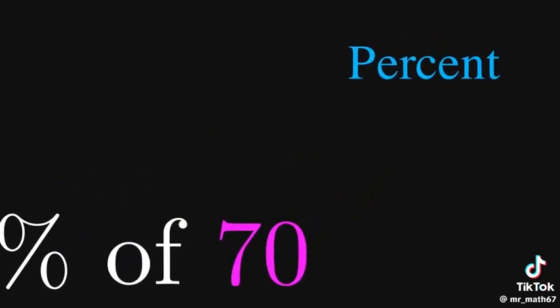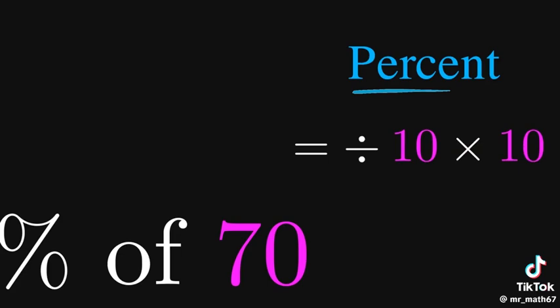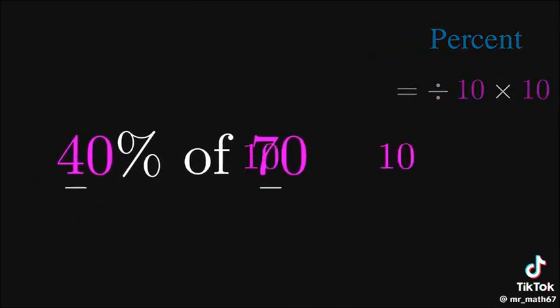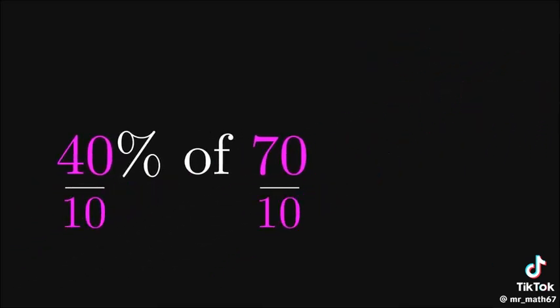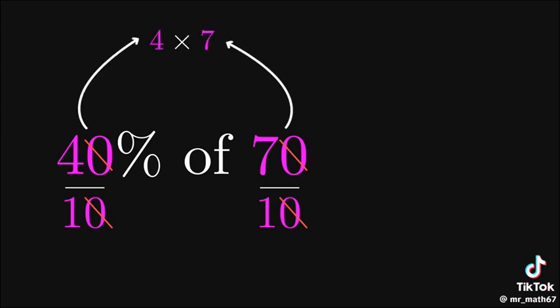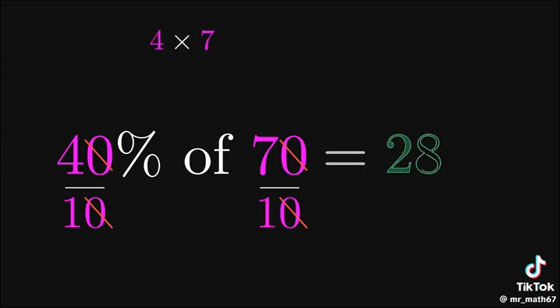The term percent is derived from the Latin phrase per centum, meaning 100 or by the 100. Or we can write it like divided by 10 times 10, meaning for 40% of 70, we can divide 40 by 10 and divide 70 by 10, zeros will cancel out. And we multiply the remaining 4 into 7 to get our answer, which equals 28. I feel like this was easier than the first case.